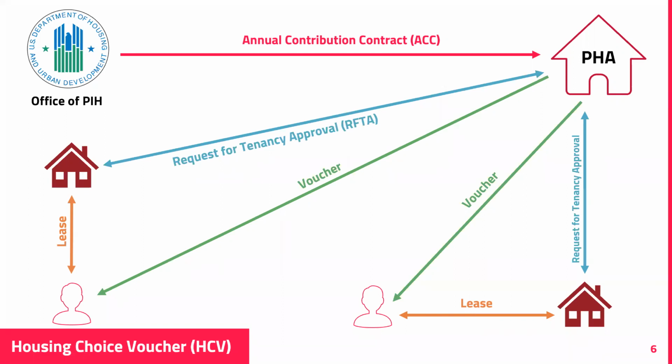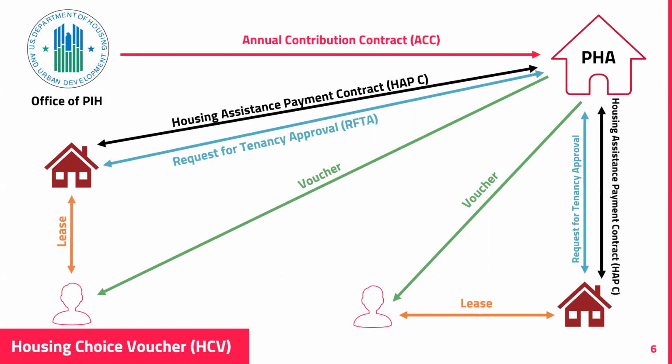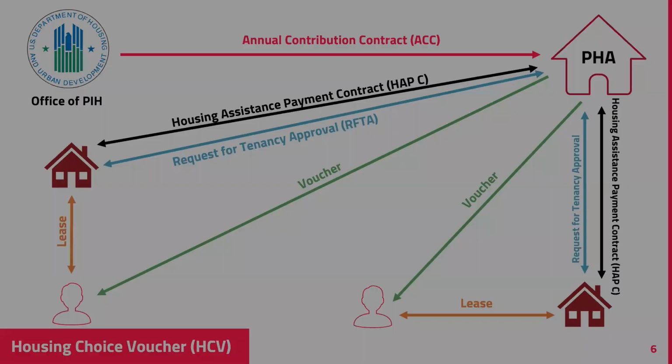From there, before the property accepts the lease and moves the person in, they establish a separate contract with the Public Housing Authority called the RFTA, Request for Tenancy Approval. Once that is approved, then the housing assistance payment contract, or the HAP contract, is established between that particular property and the Public Housing Authority. So for the housing choice voucher, they actually have a tiny little HAP contract for every single voucher holder that the property needs to maintain.